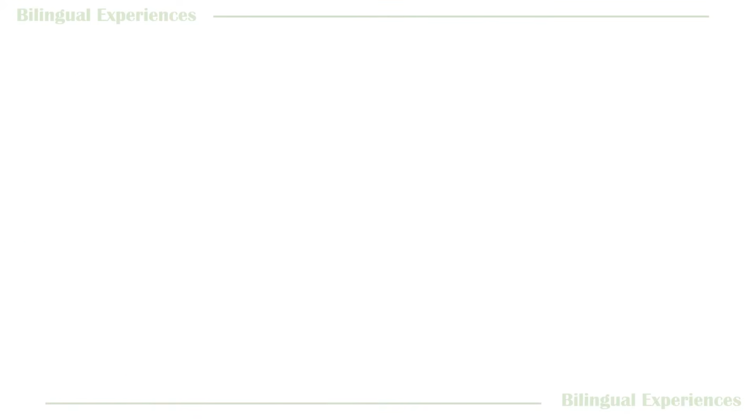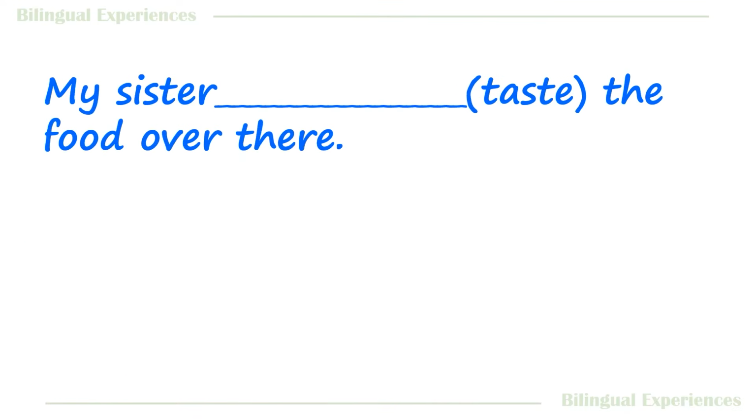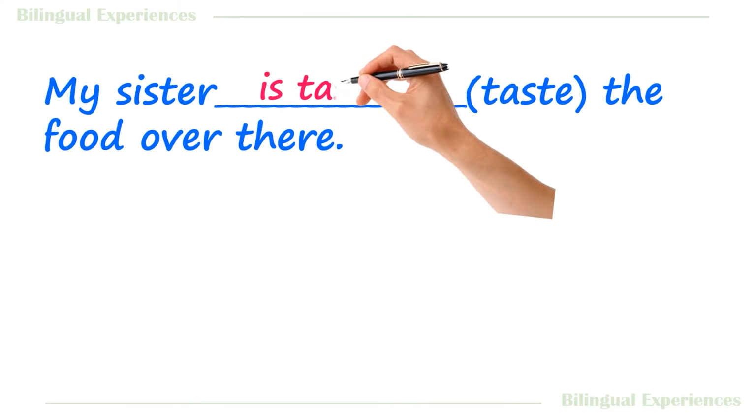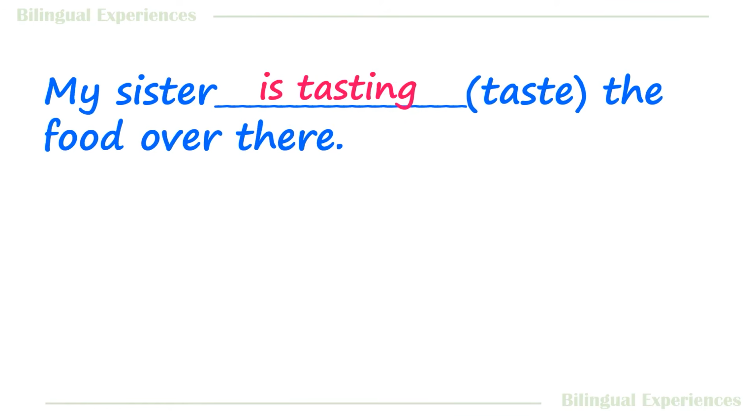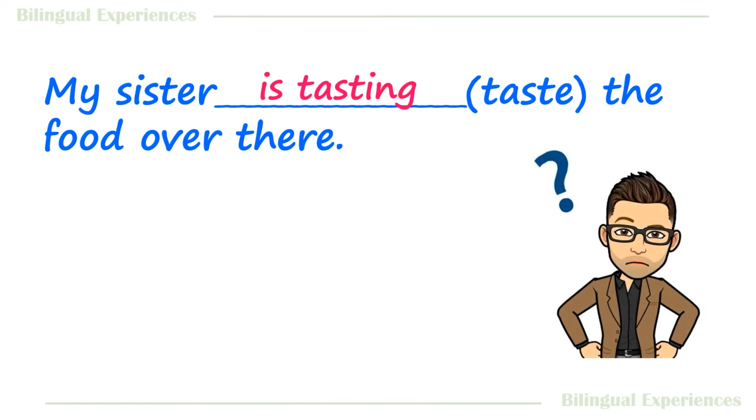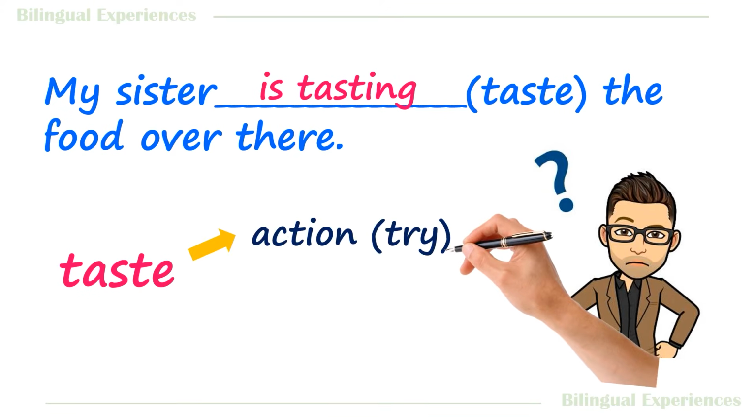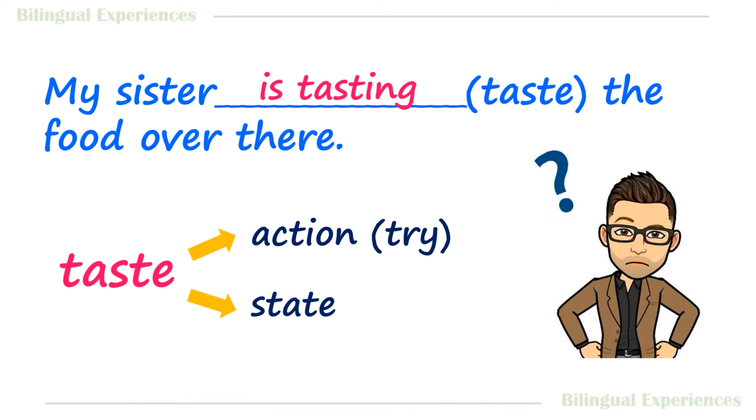Let's now complete the following sentence. My sister, we have to use taste, the food over there. So the correct answer would be my sister is tasting the food over there. But wait, you said before that taste is a stative verb, so it can never be used in ing form. Why are we using ing here? Because actually, taste is a verb that can have two different meanings. For example, taste can refer to an action. A similar verb could be the verb try, when we try food, for example. And it can also refer to a state.